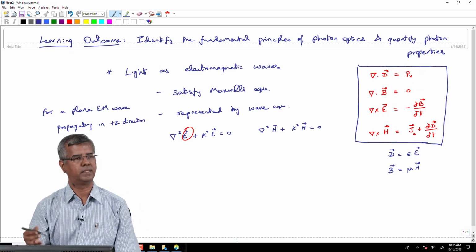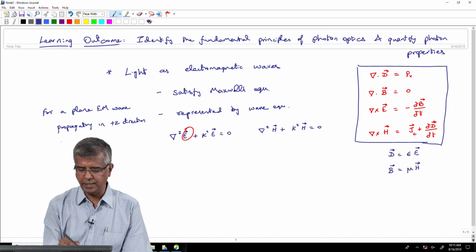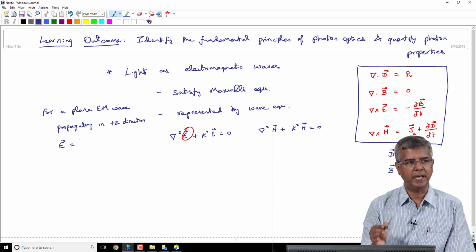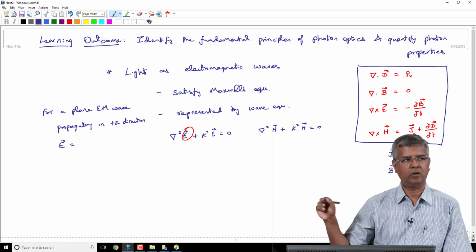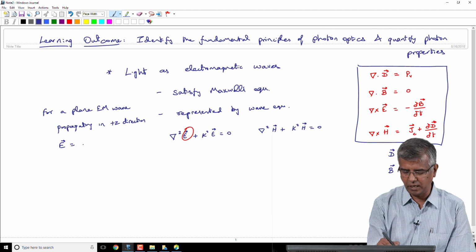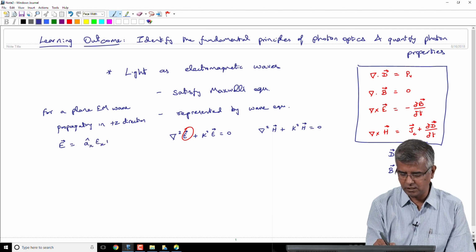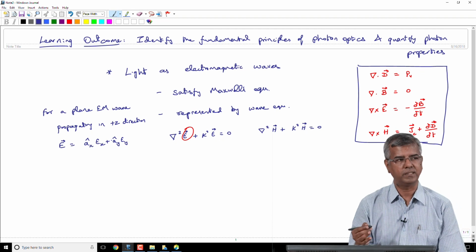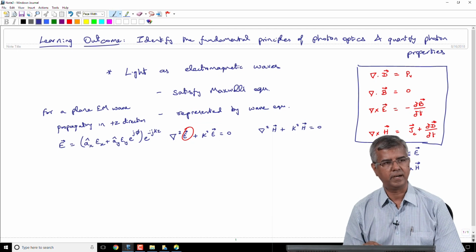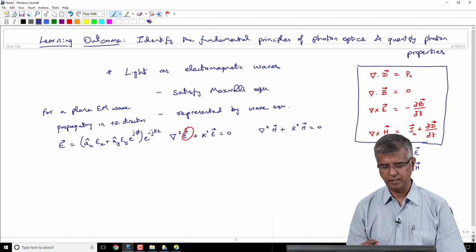which is essentially a solution of these wave equations, you will find that the electric field vector can be represented in terms of, if it is a plane wave propagating along the positive z direction, where are the field components? X and y, right. So, it can be expressed in terms of Ax Ex plus Ay Ey, and you could have a certain phase difference between the two components also in a generic case. So, you say e to the j phi, and this is propagating in the positive z direction. So, it is going to accumulate phase as it is propagating.